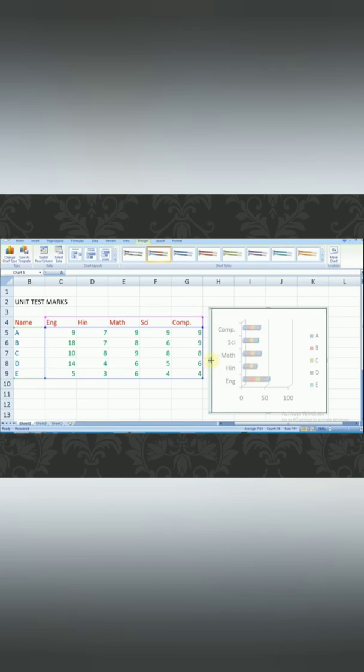Okay, so I hope the components of a chart and this type of chart are clear to all. So in the next video, I will tell you how to format a chart. Okay.